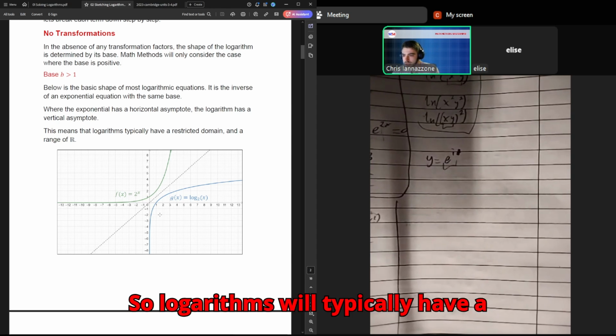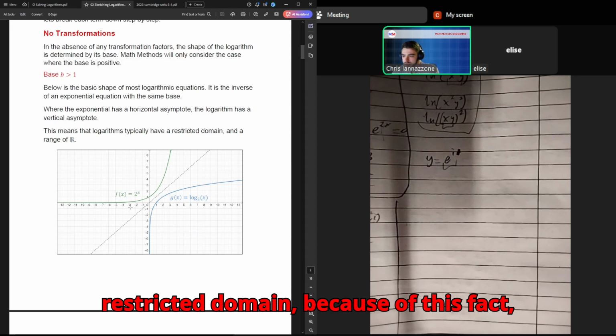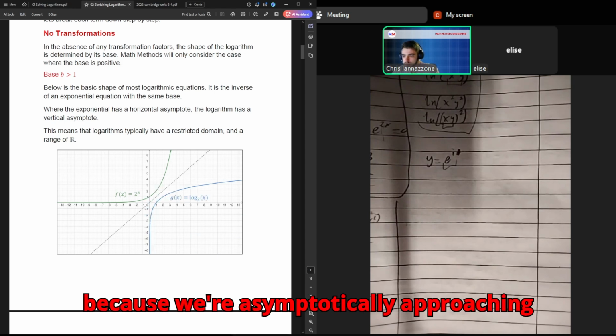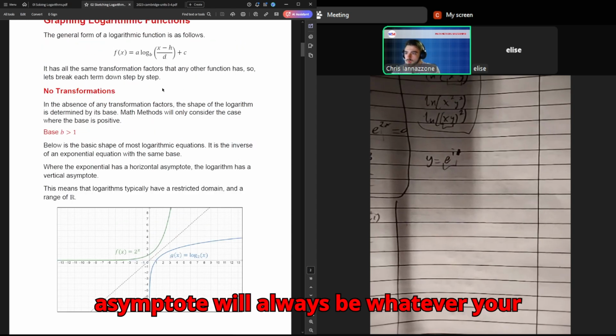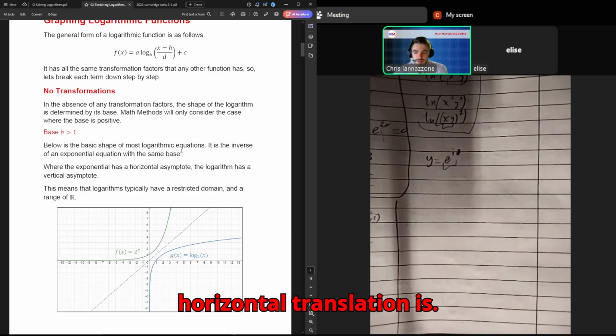So logarithms will typically have a restricted domain because of this fact, right? Because we're asymptotically approaching x equals 0. And so basically the asymptote will always be whatever your horizontal translation is.